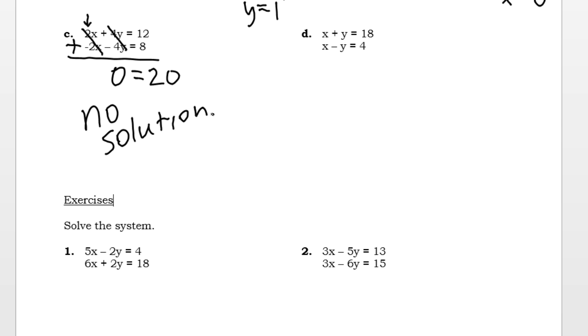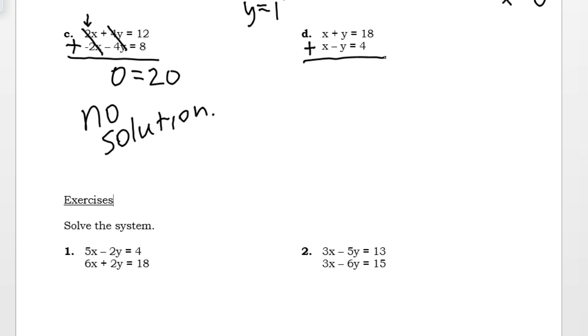Letter D, I see a match. I see two matches again. I see a match here in the x's. They're both a 1. I see matches in the y's. They're both 1s. I see opposite on the y's. Opposite tells me to add. I wanted to add. Adding's easier. But they're not going to both eliminate.